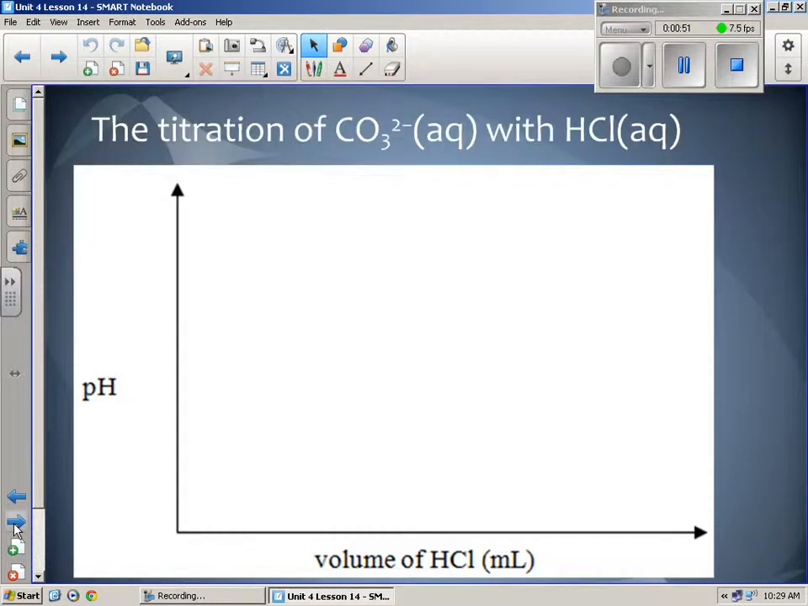So, for example, the first one here, we look at the titration of carbonate with HCl. What happens when you titrate a carbonate with HCl? First of all, should we be starting the pH high or low? You better know. Should be starting high.